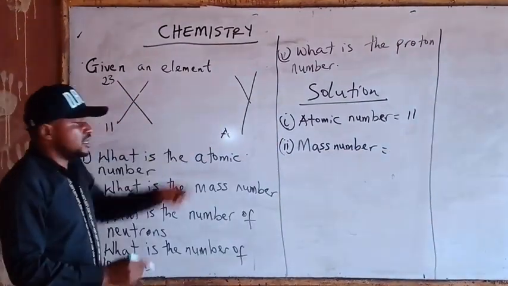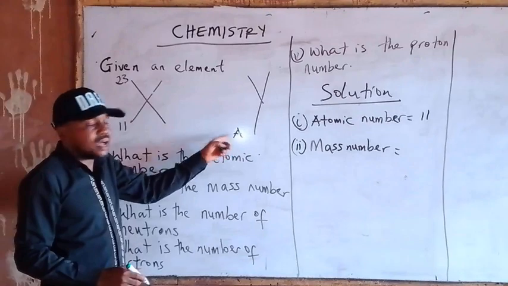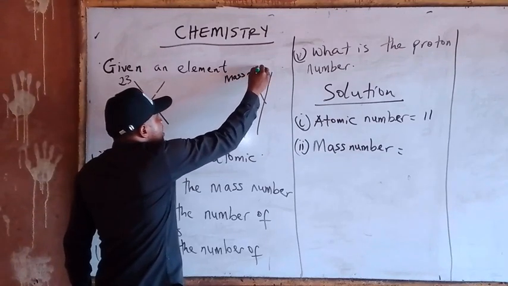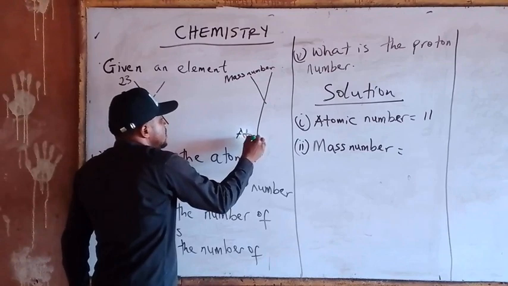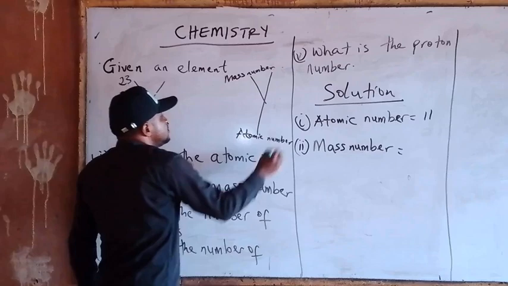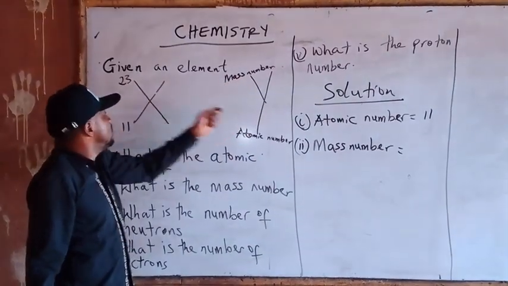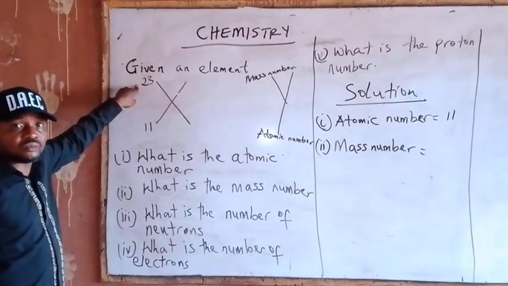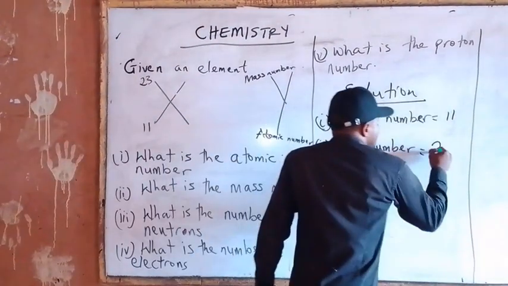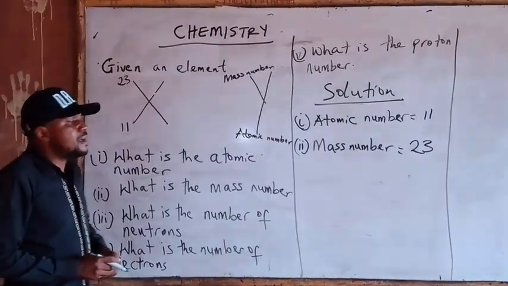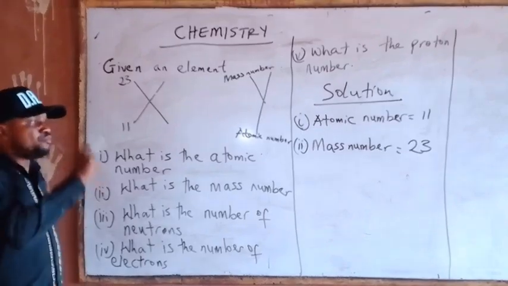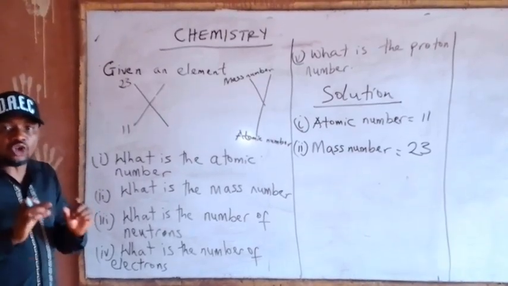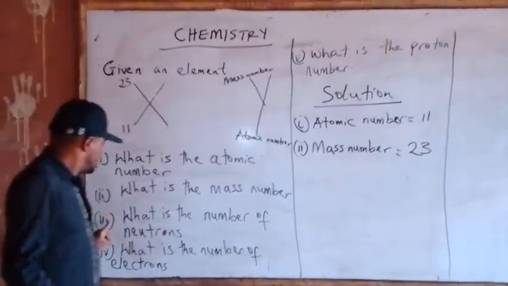So let's go back to this again. At the bottom is the atomic number. At the top is the mass number. So take note there. Going back to this again, you already know the mass number at the top. So the mass number is what? Correct, 23. Now, what is mass number? Mass number is the total number of protons and neutrons in the nucleus of an element.